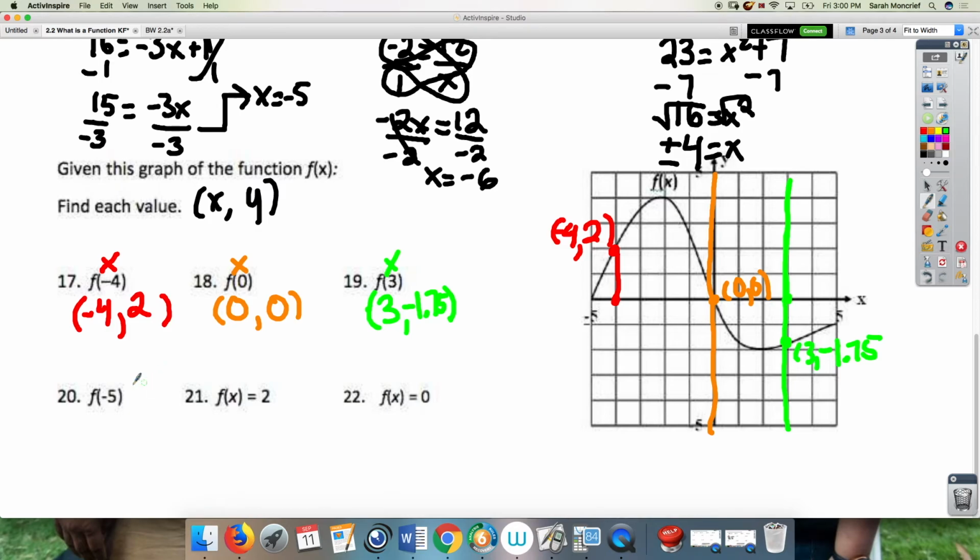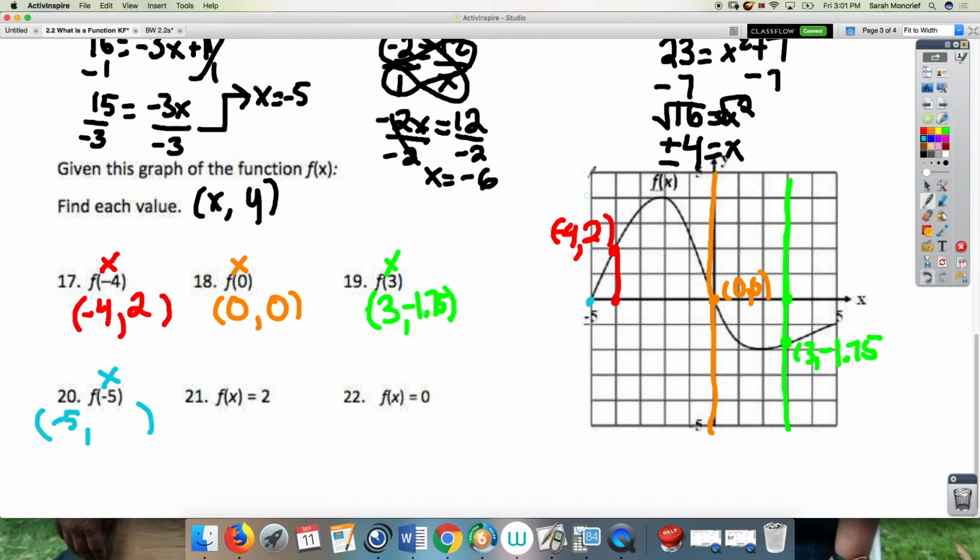Alright, now let's look at f of negative 5. Let's look at number 20, f of negative 5. Okay, so is this an input or an output? Input, very good. So if it's an input, is it an x or a y? X, very good. So since it's an x, we can write my ordered pair as, not x, but negative 5, comma, whatever. So let's go find negative 5 on my x-axis. Here it is.